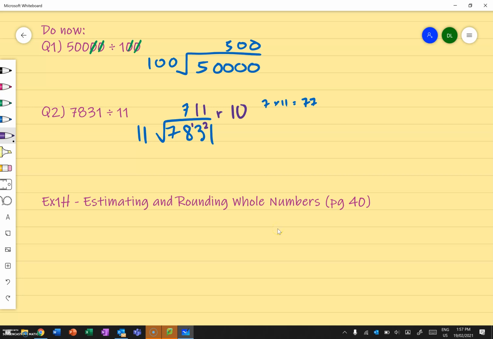So we've done our do now questions on division. Now we're moving on to exercise 1H, which is on estimating and rounding whole numbers.